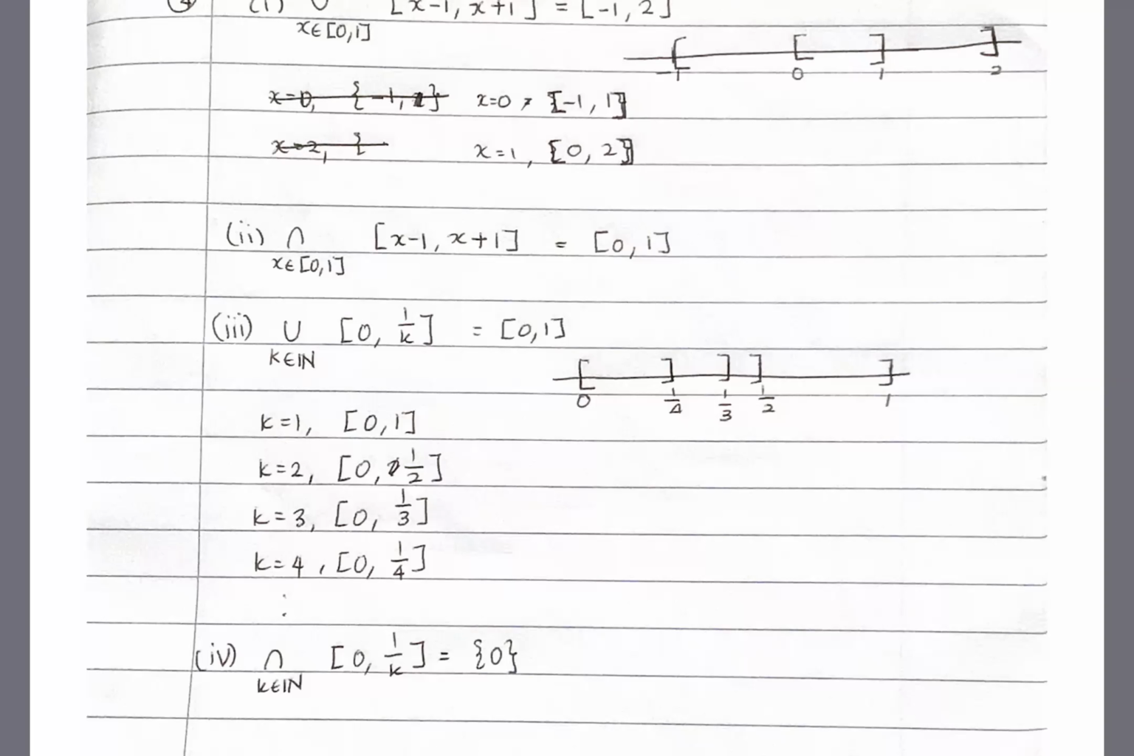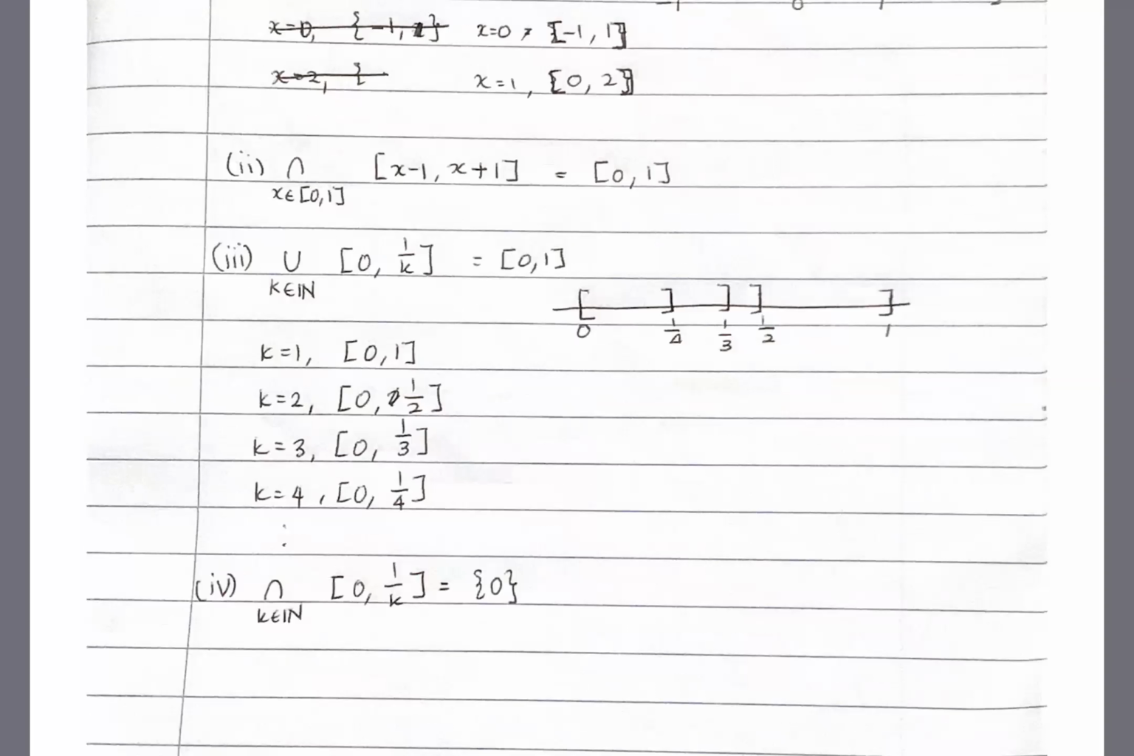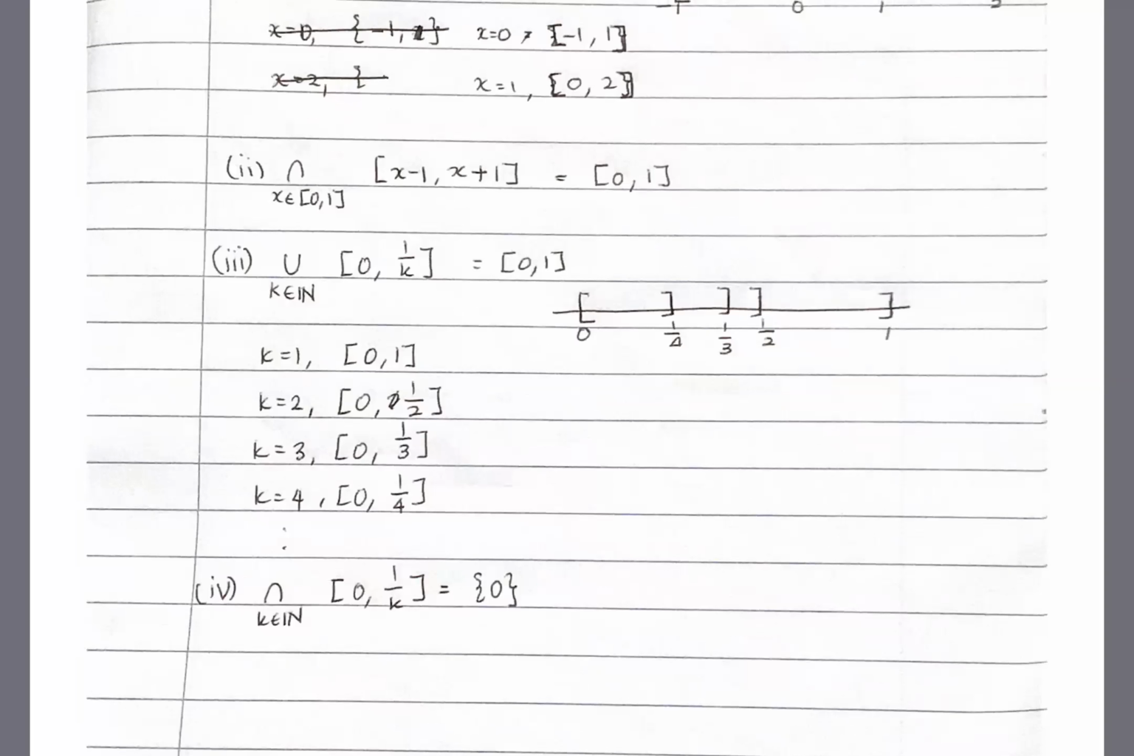For the last one, the intersection of the sets is only 0. Is it correct? Yes, it is. It's a singleton, because all these intervals only share one common point, which is the left endpoint 0. The rest of them will not share anything as you take the limit.